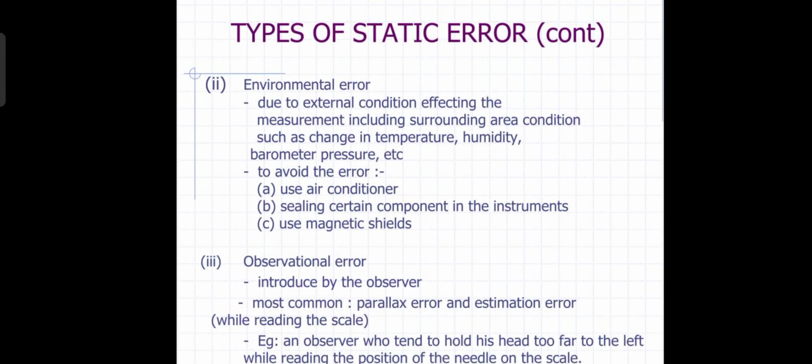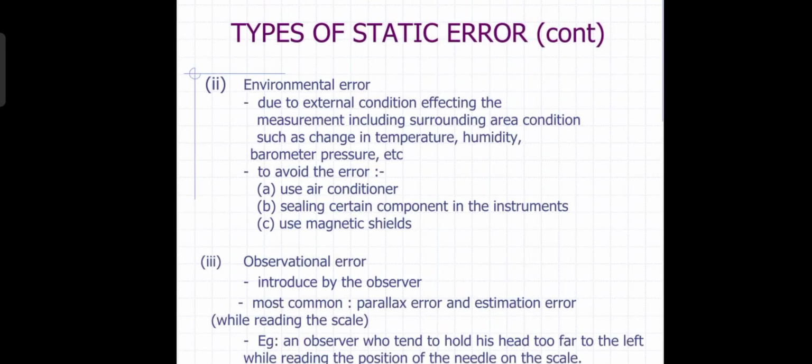The next is environmental error. Environmental error occurs due to the conditions external to the measuring device. These errors are due to temperature, pressure, humidity, dust, vibration, and external magnetic and electrostatic fields surrounding the instruments. We can avoid this error using air conditioning, sealing certain components in the instrument, or using magnetic shields.